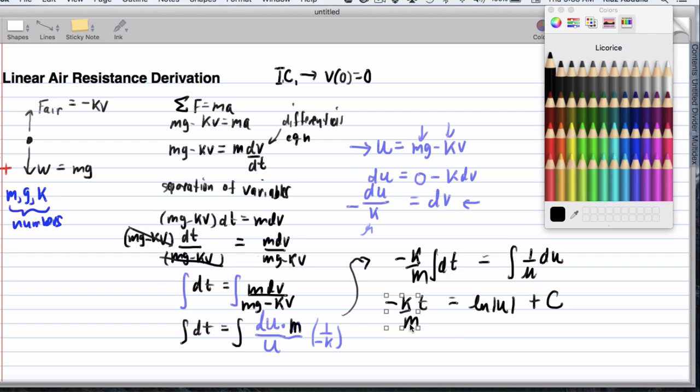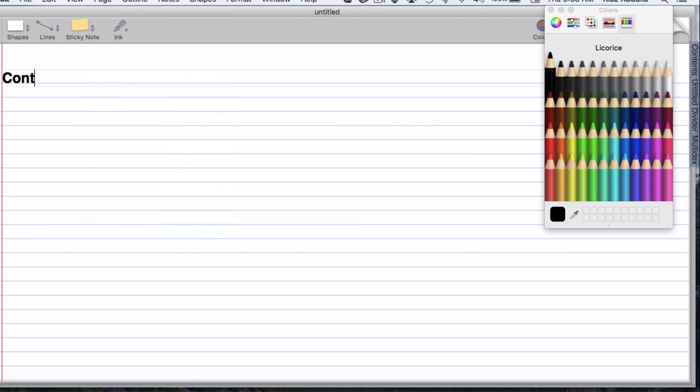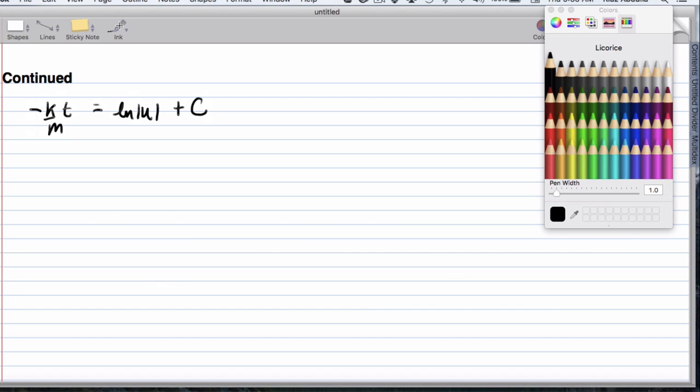Now I can substitute my expression back in, and I'm going to do that on the next page here. So I'll flip pages and paste this here, and move it up like that. Now we're going to put in our expression. Remember that u is mg minus kv. I'll substitute that back into here.